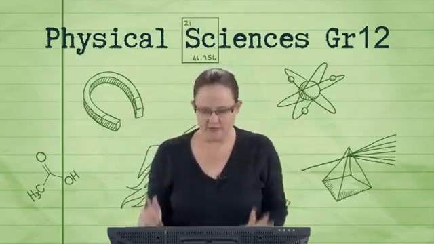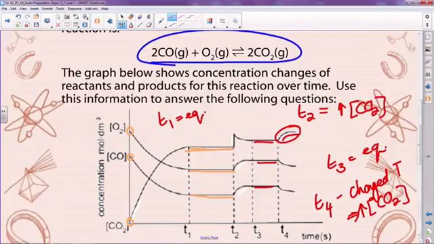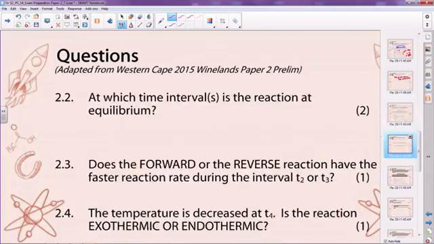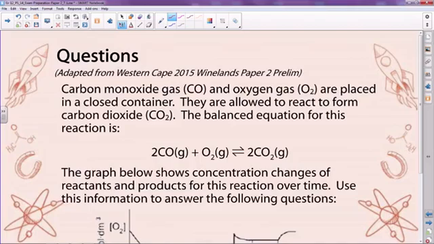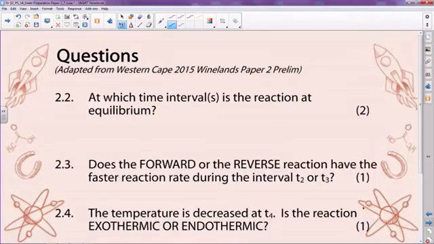Okay, so the first question we asked you was, at what times did it reach equilibrium? Let's go back to the graph. This one I have here isn't all written on, but that's okay. Remember, it's the times where it goes flat. So at T1 and at T3. That was easy. So here we'd say T1 and T3.